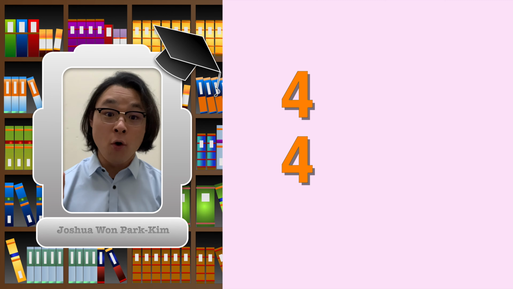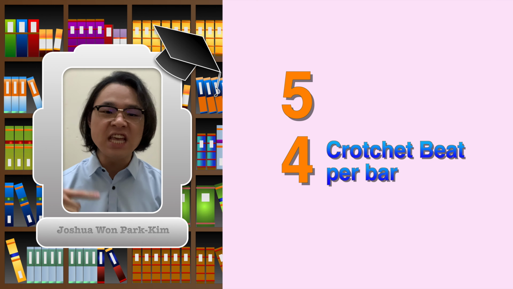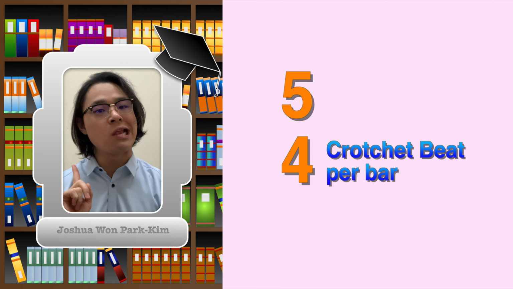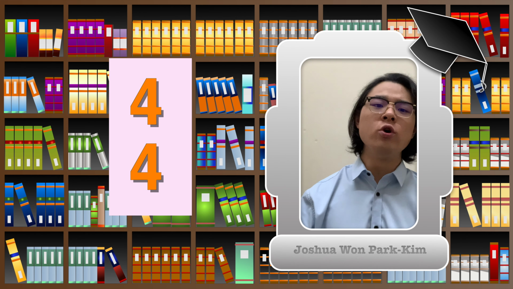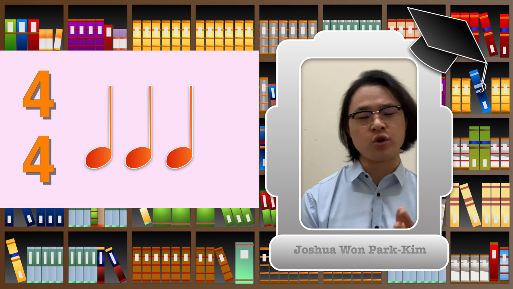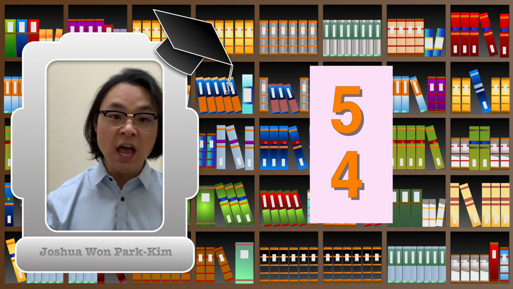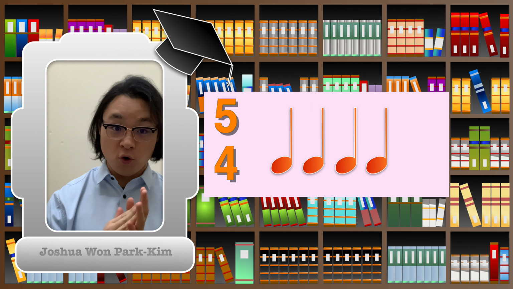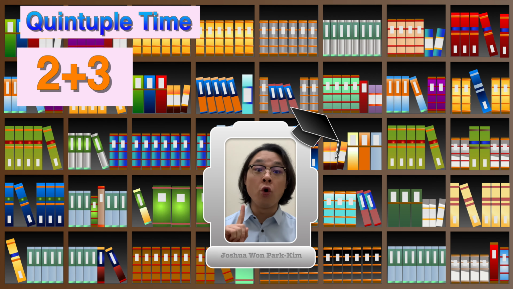As I said before, 4 at the bottom is crochet beats. So if it's a 5/4, it means 5 crochet beats in 1 bar. So if we count a piece that is in the 4/4 time signature, we'll be going 1, 2, 3, 4. 1, 2, 3, 4. But if it's a 5/4, it'll be 1, 2, 3, 4, 5. But we have to understand that there's 2 types of 5/4s. 2 plus 3 or 3 plus 2.